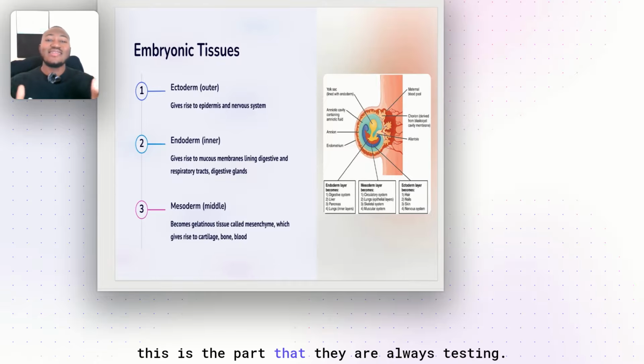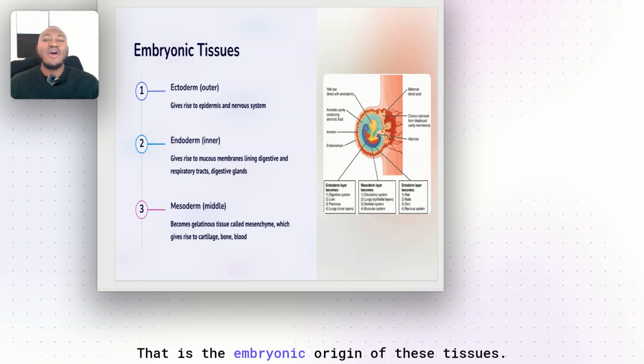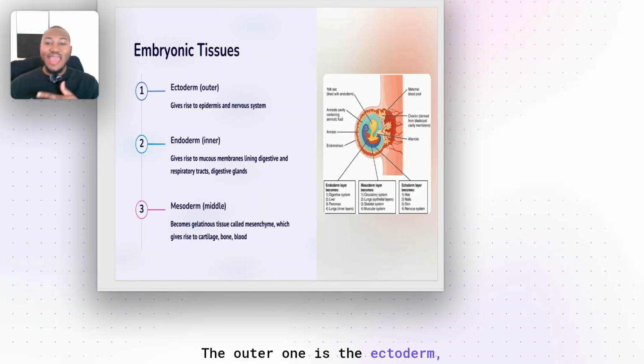Now, this is the part that they are always testing. This is the part that you inevitably must know. And what are they? That is the embryonic origin of these tissues. There are three of them. The outer one is the ectoderm, the inner one is the endoderm, and the middle one is the mesoderm.